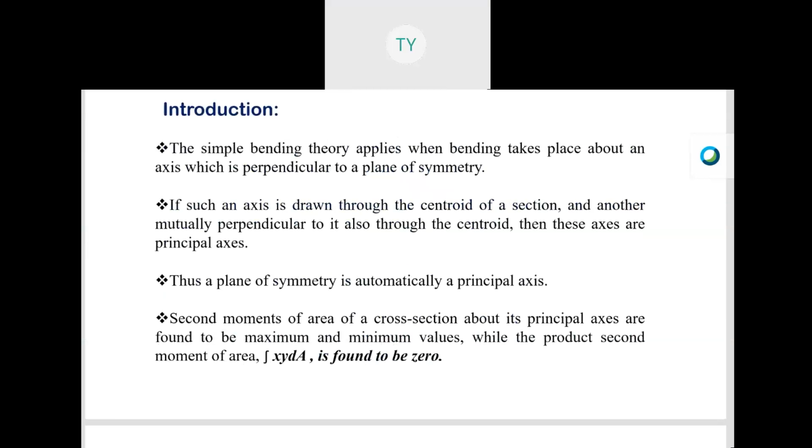So what is this unsymmetrical bending? I think all of you know that there are two types of structure. One is symmetric structure. One is unsymmetric structure. Okay. So please go through the slide. I will explain about this.